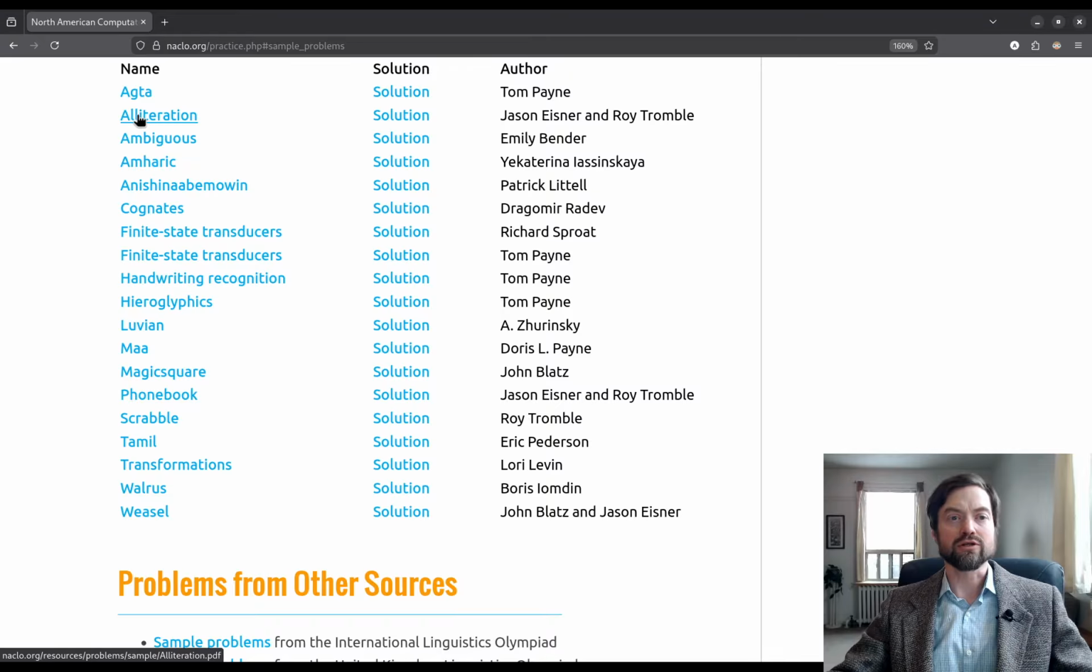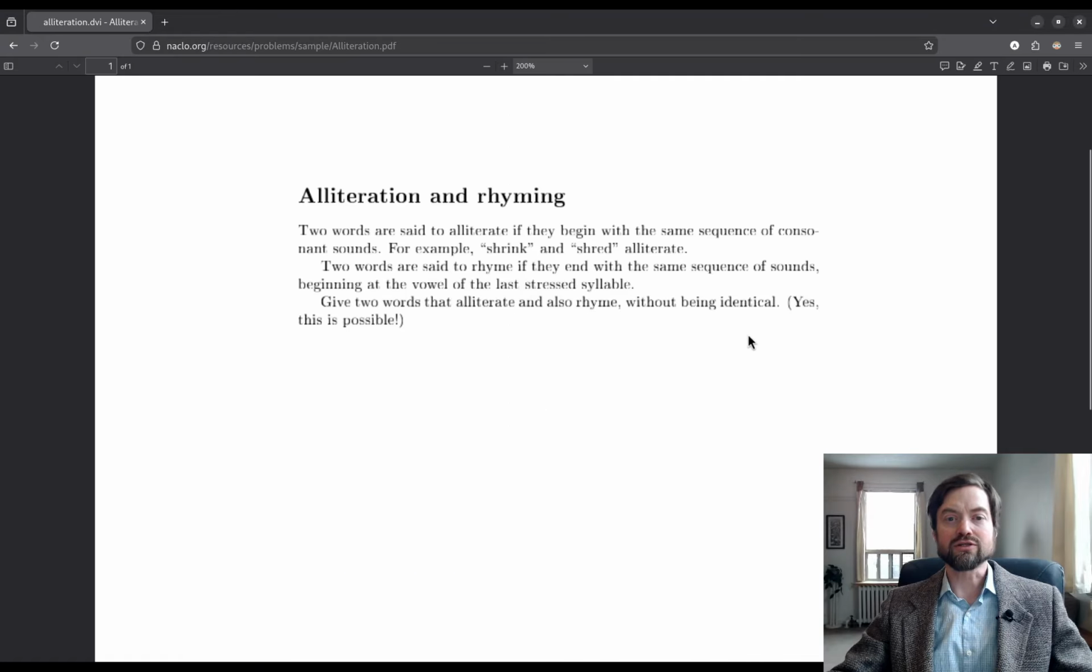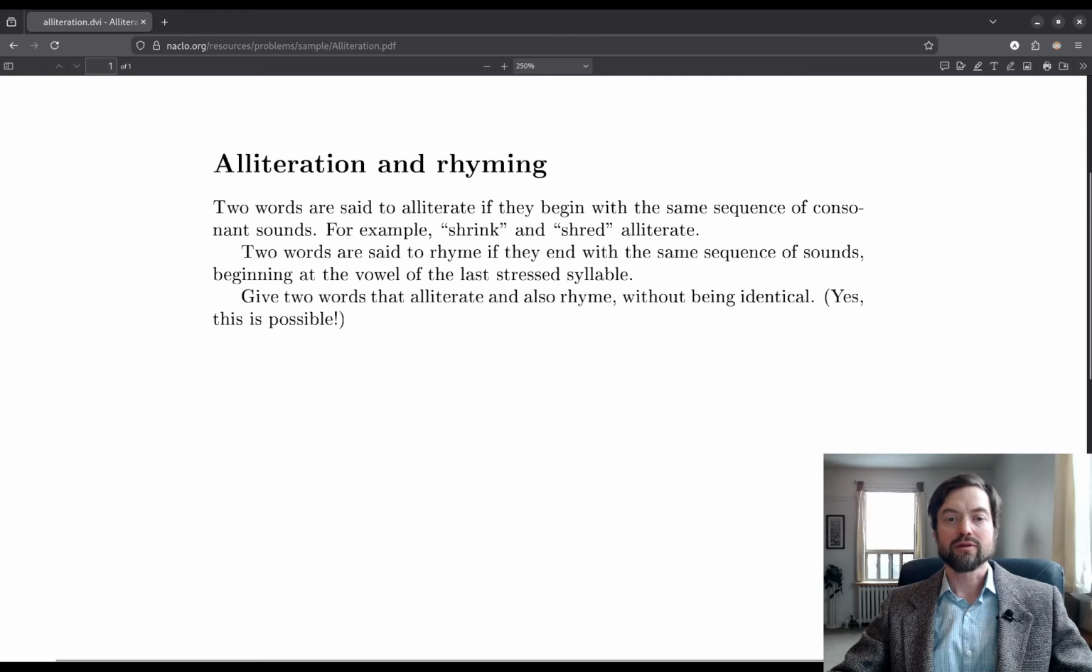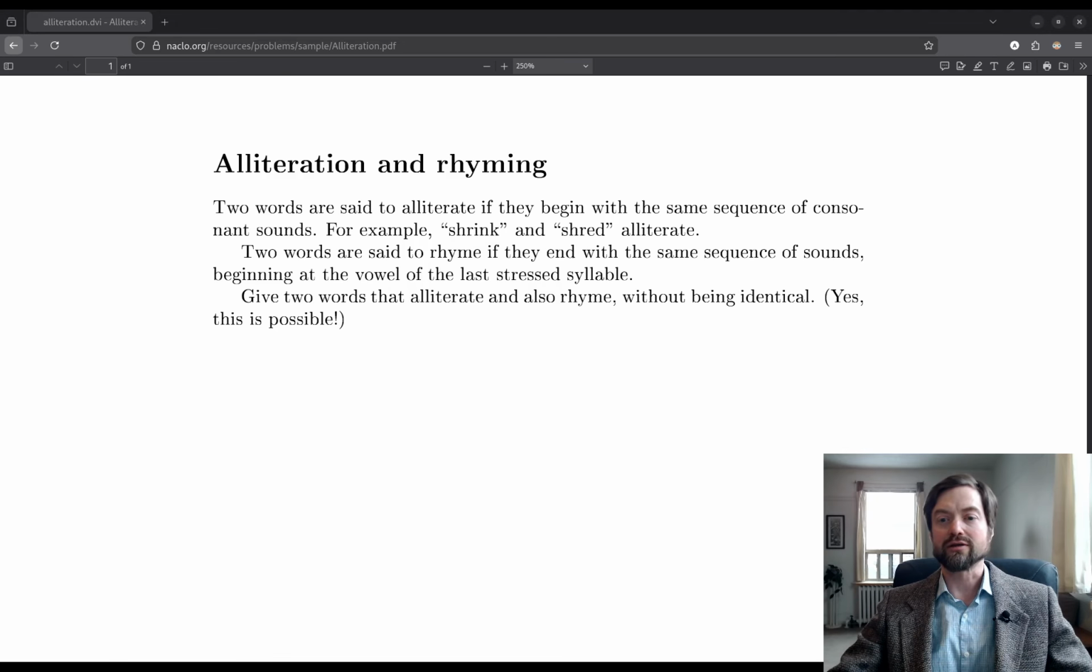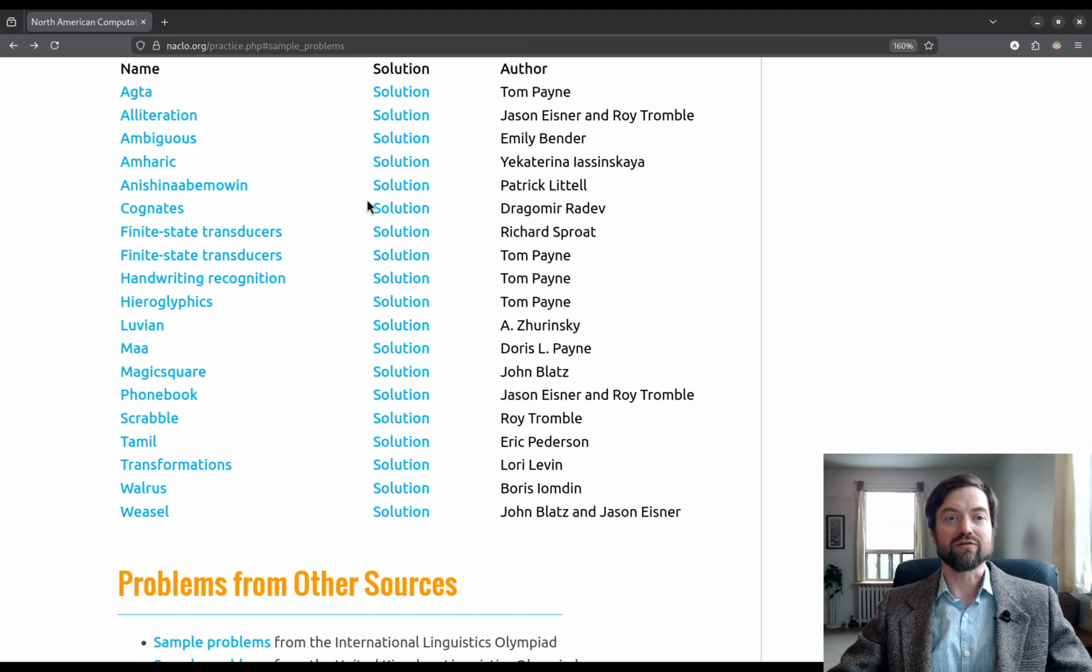The second one is one called alliteration. Now this is a funny little problem that you can see it's asking you to think of a word. Think of two words. Interesting little problem, but you can see it's quite unusual and different compared to most problems. I'm going to leave this one. But it might be interesting to go into it sometime. But it's quite different from most problems you're going to find.